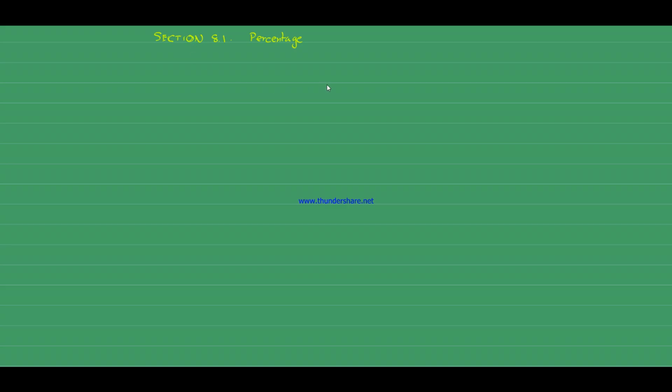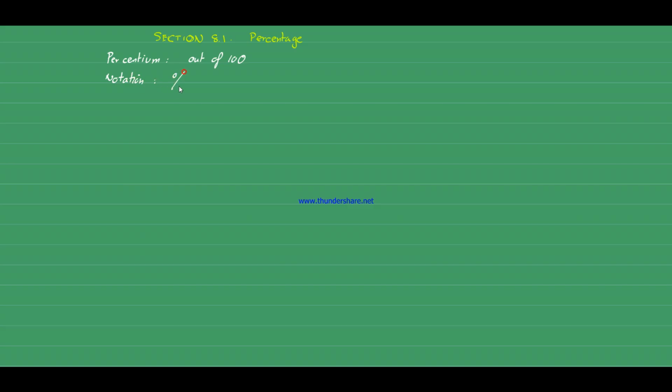Percentage comes from the word percentum, and percentum means out of 100. So it's like you have a whole piece and you divide that big piece into 100 pieces, and you get some part out of 100. So that's what percentage means. It means out of 100, and the notation for percentage is this one.